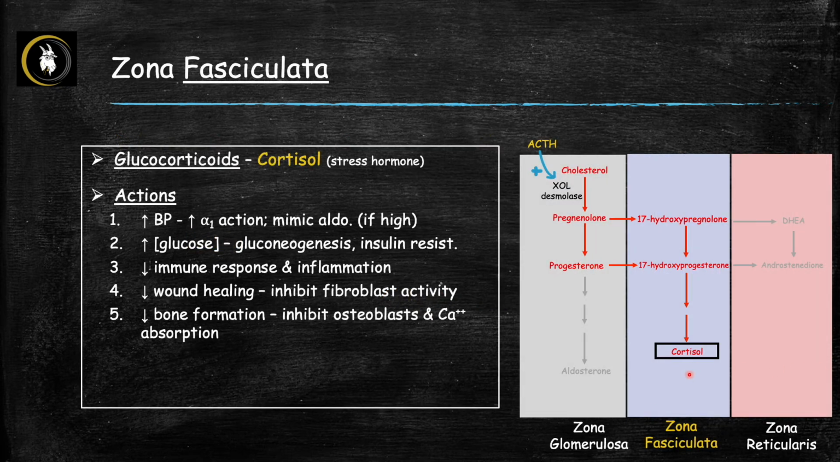All right, so let's move on to our next zone, which is the zona fasciculata. Here we're making glucocorticoids, and so what's happening is that our precursors, after cholesterol is converted, are going to go down using the different enzymes in this zone. We're going to end up making cortisol, which is the main glucocorticoid. You may have heard of cortisol.